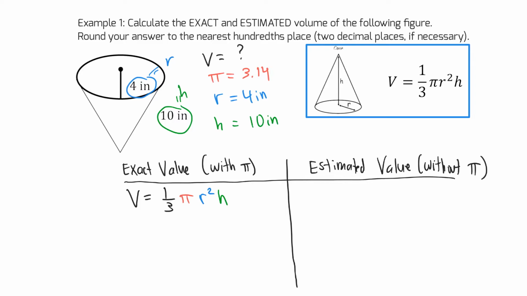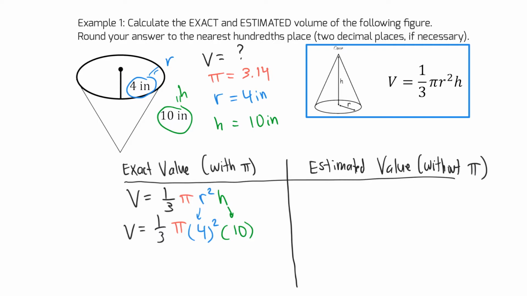Okay, I'm going to go through from left to right. V is just V because I don't know what it is. 1/3 is going to stay 1/3. Pi is going to stay pi. For my r, or my radius, I know that I can change r into 4 because r is 4 inches. And then my h will change into a 10 because it's 10 inches for the height.